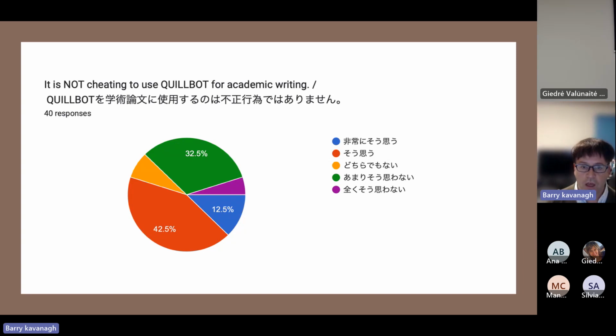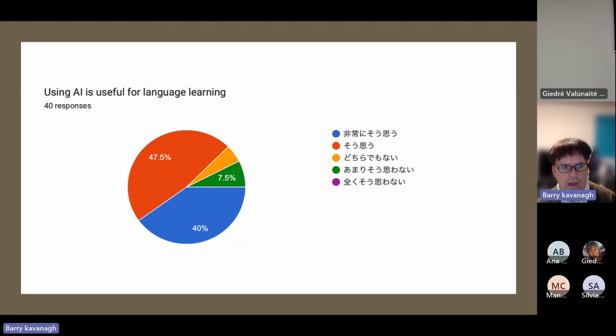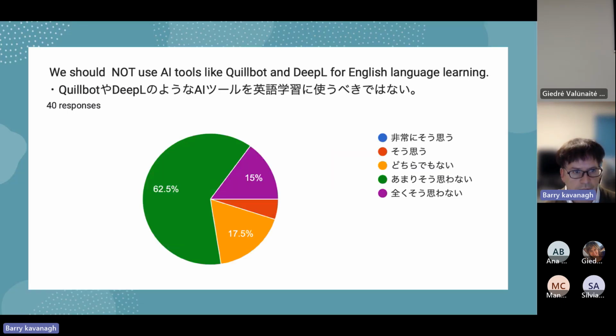If you look in the literature, some students and many teachers think using such AI tools can constitute cheating. Again, same question, but this time for DeepL. Similar kind of responses. Majority of students agreed that using DeepL or such translation software isn't really cheating. AI is useful for language learning. As you can see, the majority, nearly 98%, agreed that AI is useful for language learning.